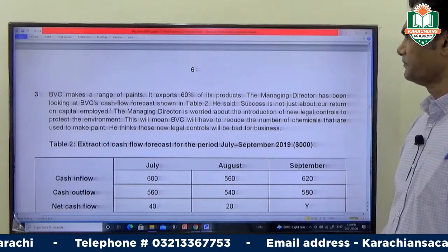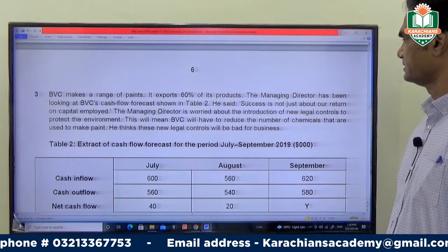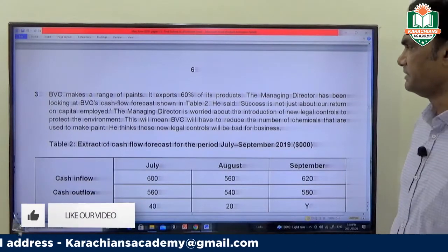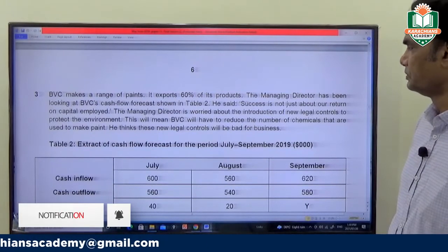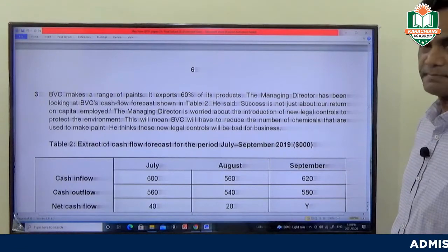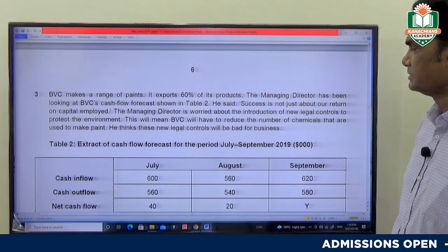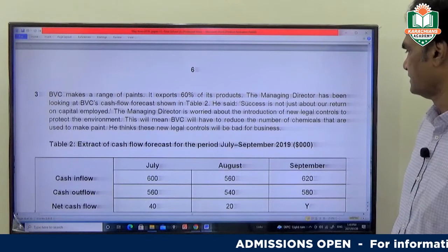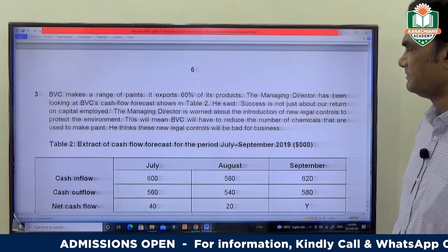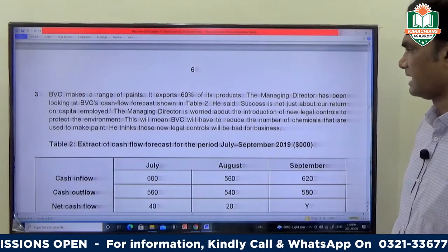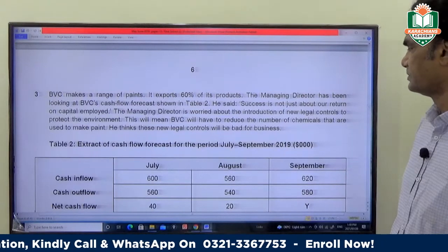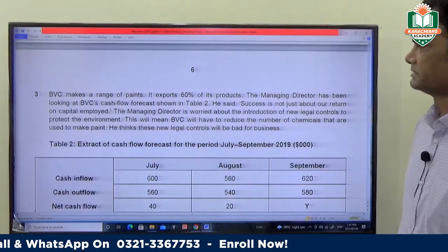BVC make a range of paints. It exports 60% of its products. The managing director has been looking at BVC's cash flow forecast shown in table 2. He said, success is not just about our return on capital employed. The managing director is worried about the introduction of a new legal controls to protect the environment. This will mean BVC will have to reduce the number of chemicals that are used to make paints. He thinks these new legal controls will be bad for business.